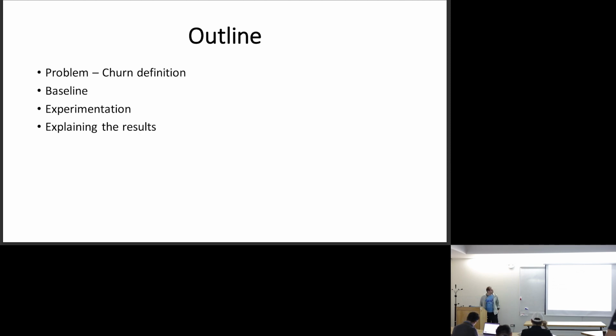So I'm going to talk about the problem of defining churn, what is churn for our business, and then I'm going to talk about a baseline model, which is a public paper published by a couple of university professors done for a British gambling company. And then I'm going to talk about the experimentation, what kind of steps we took to improve the model. And then at the end, I'm going to talk about the model's results explainability.